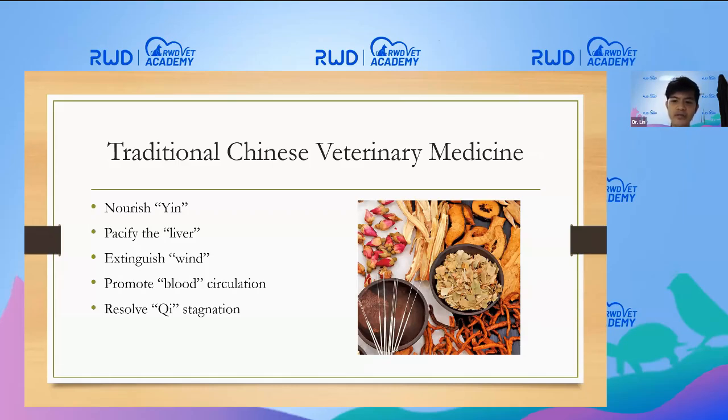Laser, acupuncture, herbal medicine, all of them can help nourish yin, pacify the liver, extinguish wind, promote blood circulation, and resolve qi stagnation. This gradual approach aids in recovery of the body and helps prevent recurrence.